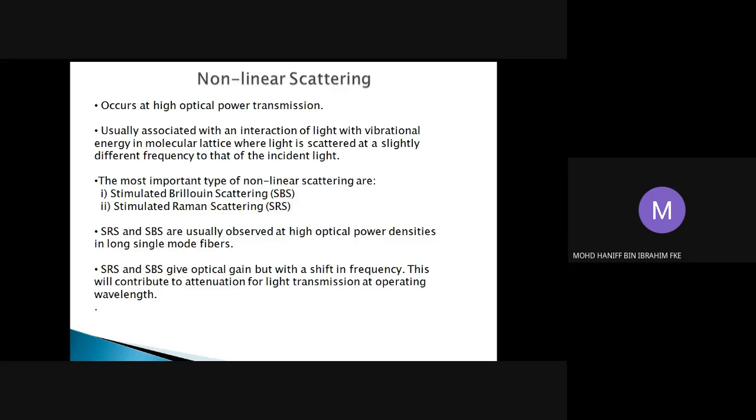So for today, we are going to continue on the factors of attenuation, which is the second part of scattering, also known as nonlinear scattering. Yesterday we have learned that there are two types of linear scattering.